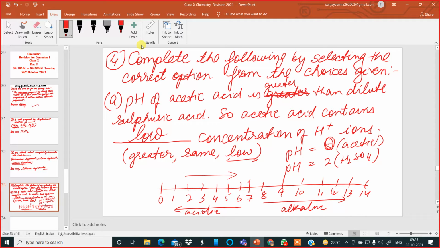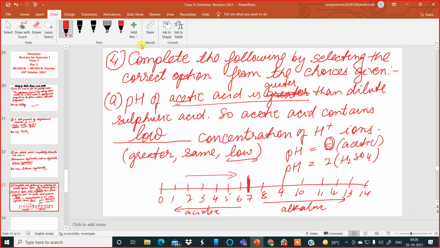Somebody was asking something. Can you please explain this question again? Okay. Now see, the pH of acetic acid is greater means it is towards 7. Sulfuric acid is less than that. That means sulfuric acid could be 1 or 2 or 3, and acetic acid pH could be 5 or 6 or 4. That is what they are trying to say in the question.